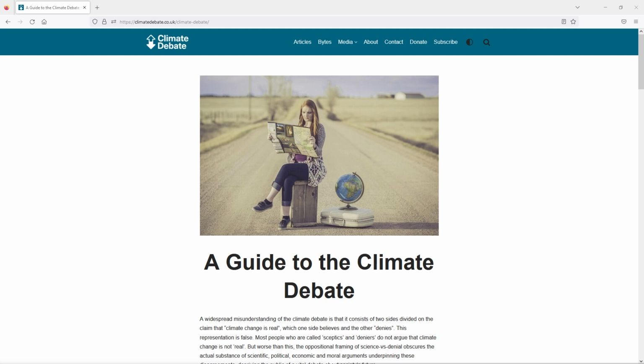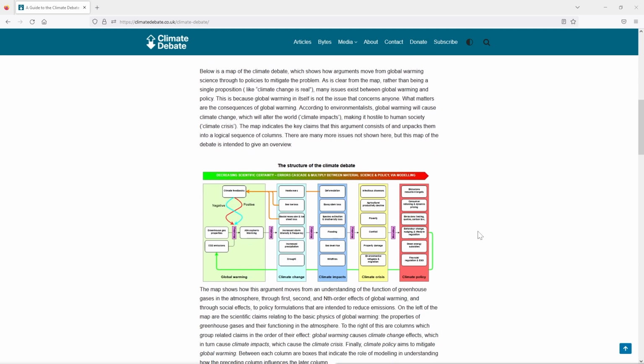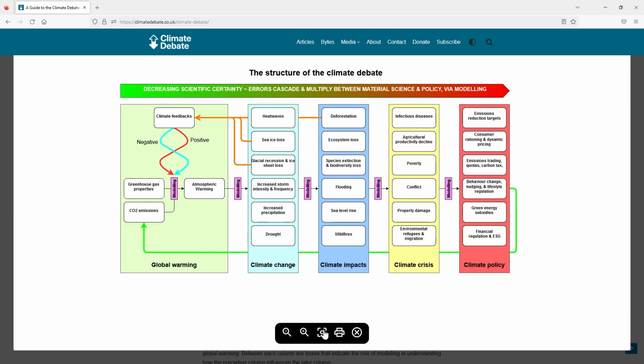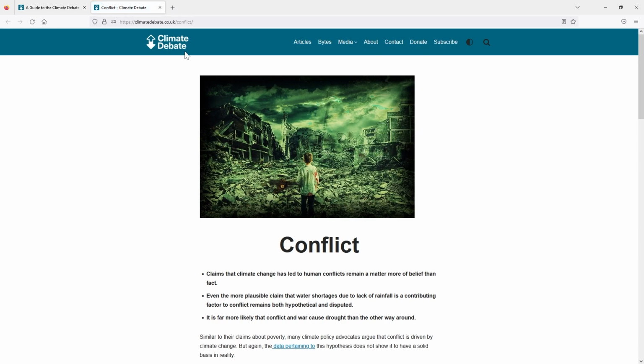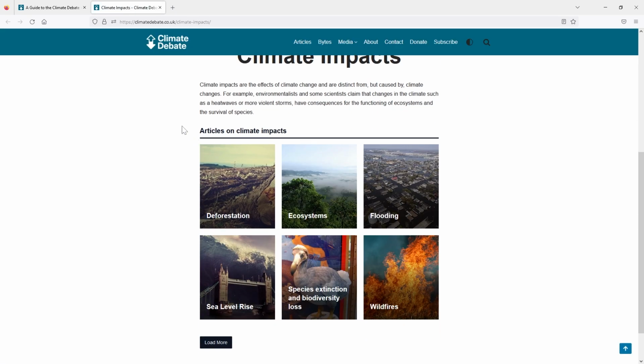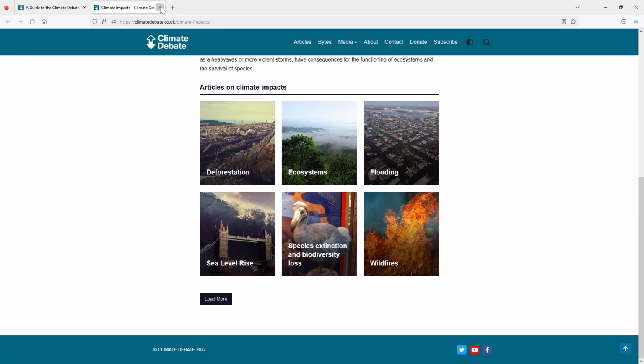climatedebate.co.uk. I'm going to be talking about the thinking that's at the centre of our guide to the climate debate, which is this map or diagram showing the structure of the climate debate. And this map is clickable, so you can click on any of the entities and it'll take you through to the article, or you can click on one of the bigger boxes, which is a category, and that will take you through to the category page.